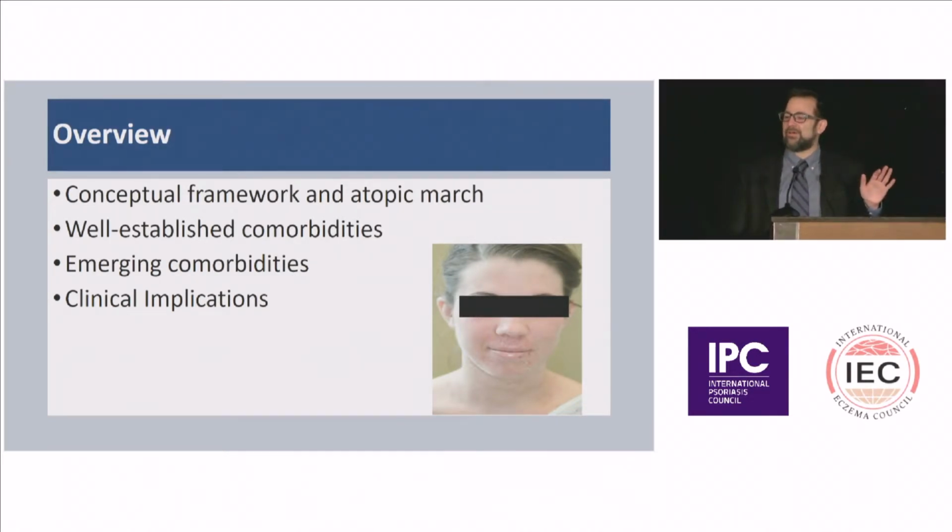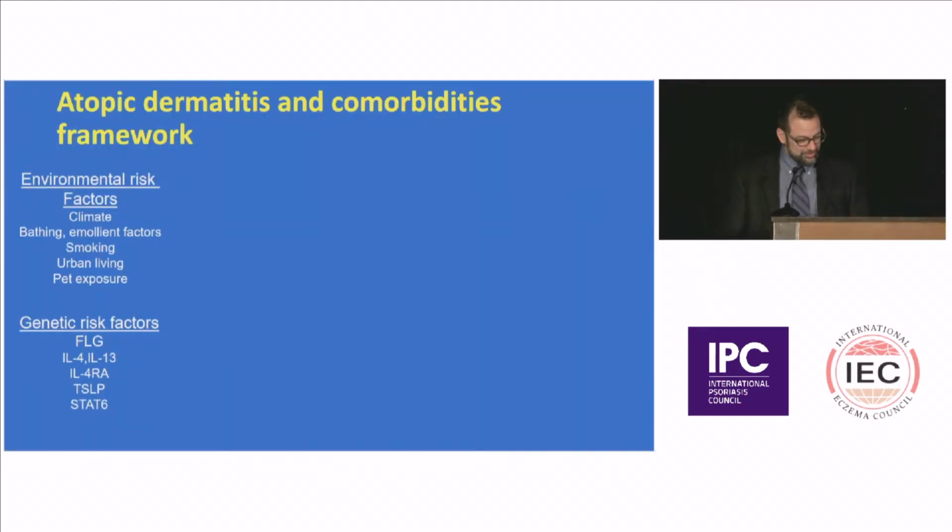So just a quick outline, I'll talk about a conceptual overview. Joel lent me his slide free of charge, his overview of comorbidities and causal direction. I'll talk more about atopic march. There's less data regarding cardiovascular disease, so I won't focus on that as much. We'll talk about well-established as well as emerging comorbidities, and then I'll try to sprinkle in some clinical implications along the way. Okay, so this is Joel's slide, but converted to atopic dermatitis.